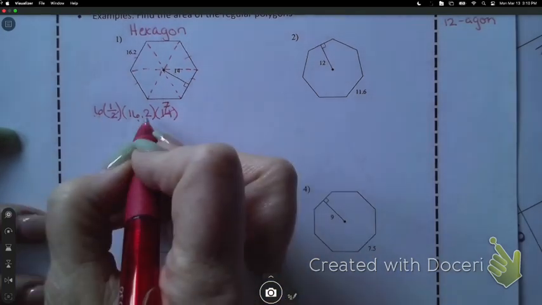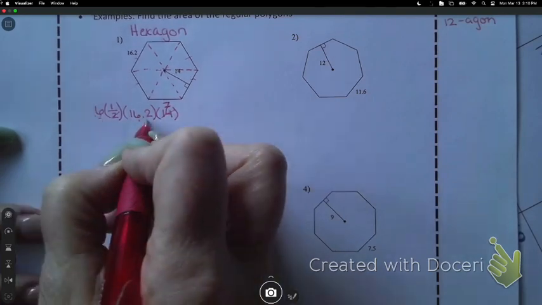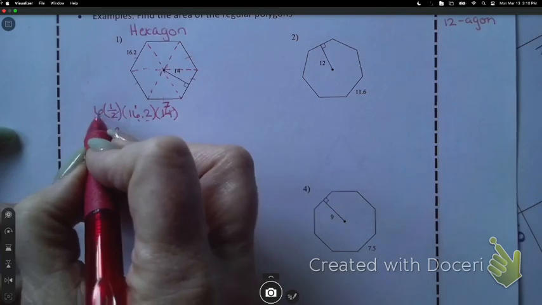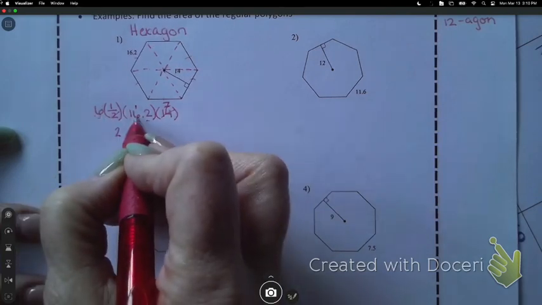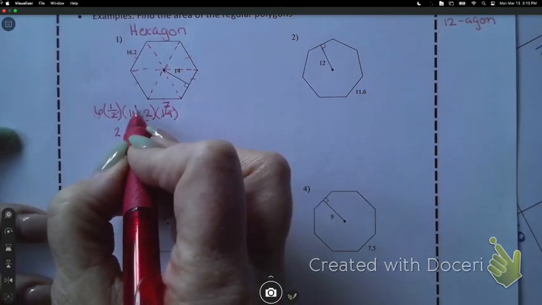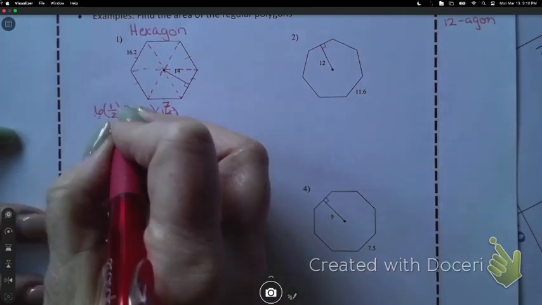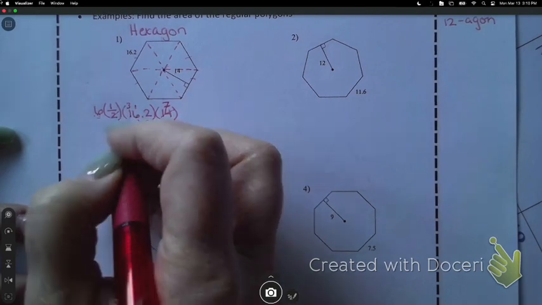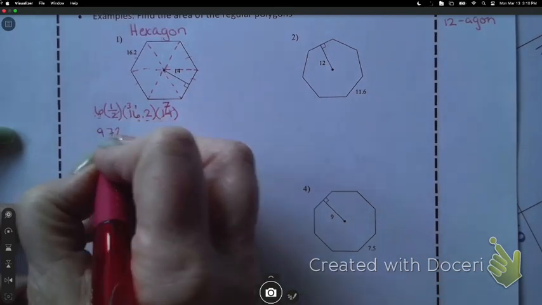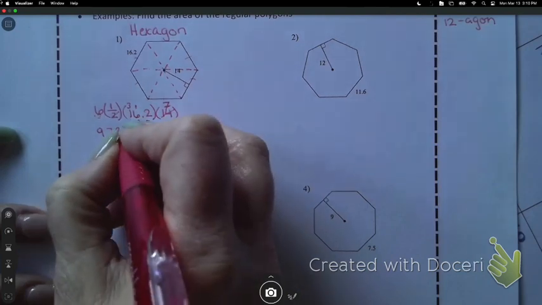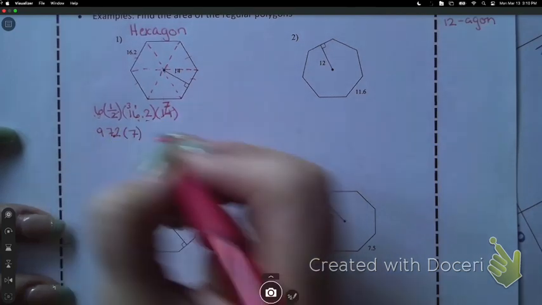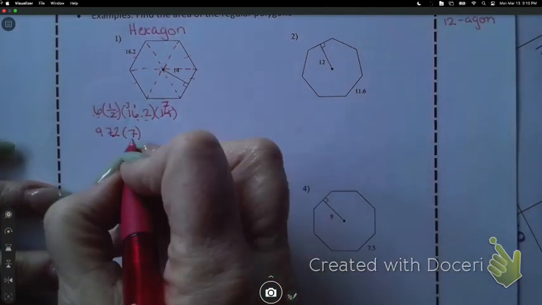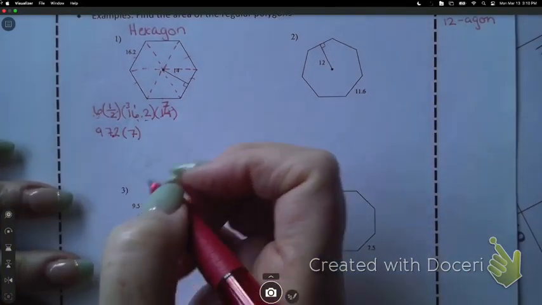So I'm going to do 6 times 16.2. So 6 times 2 is 12. Carry a 1. 6 times 6 plus 1, so 7, carry a 3. And 6 times 1 plus 3, 9. And I have 1 decimal place. And now I have to multiply that by 7. Is that 9.72? Yep. You're supposed to be doing it with me.